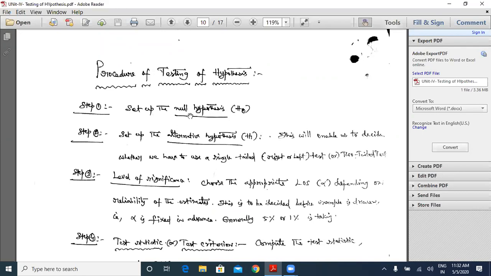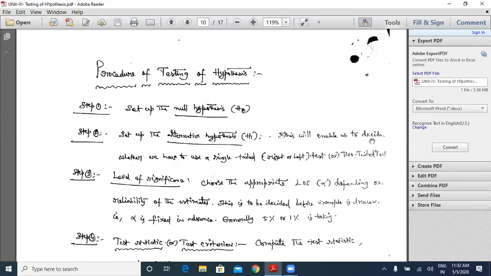Then you set up the H naught: H naught, x bar is equal to mu. That means there is no difference between sample mean and population mean. So like that, first you set up the null hypothesis. Next, the second step is the alternate hypothesis, which will be opposite to this.